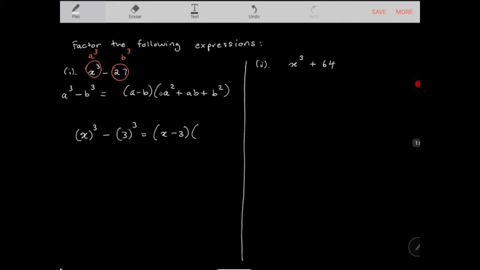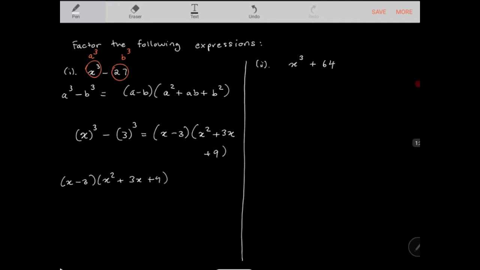Then you have to write the a squared term, which is x squared, plus ab, which is a, which is x, times b, which is 3, so 3x, plus b squared, which is 3 squared, which is 9. Okay, so I'm just going to clean this up. So we got x minus 3, x squared plus 3x plus 9. Okay, so that's how you can factor x cubed minus 27.